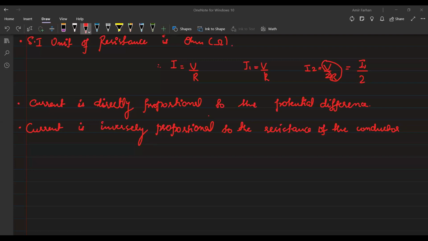Can anybody tell me what is the SI unit of resistance? I'm asking what is the SI unit of resistance? Ohm, sir. Very good. Ohm. Clear, everybody? And the sign of that ohm is omega. That symbol is called omega.